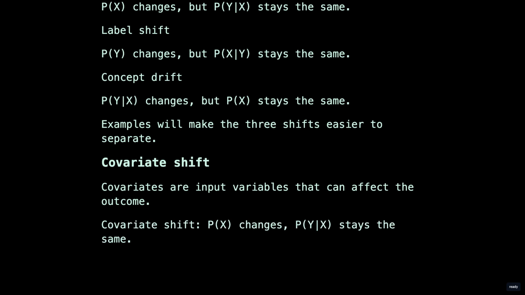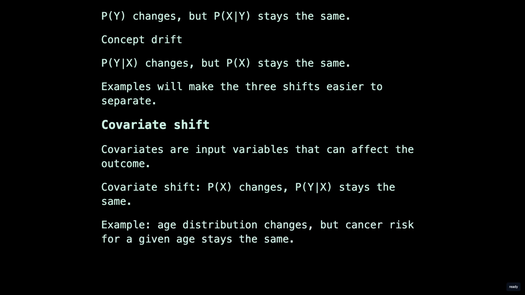The input distribution moves, but the conditional model stays valid. So the challenge is not that the rule changed. It is that the model now sees a different mix of inputs than it saw during training. In the breast cancer example, suppose the test population has fewer people over 40 than the training population. The age distribution has shifted, yet for a fixed age group, the probability of cancer is assumed to stay the same.